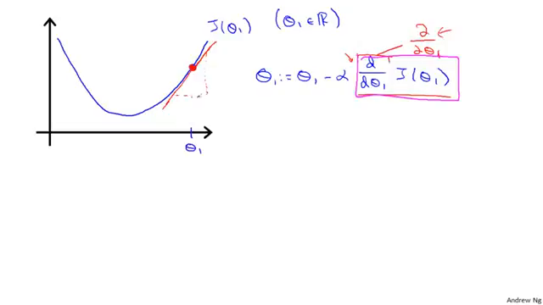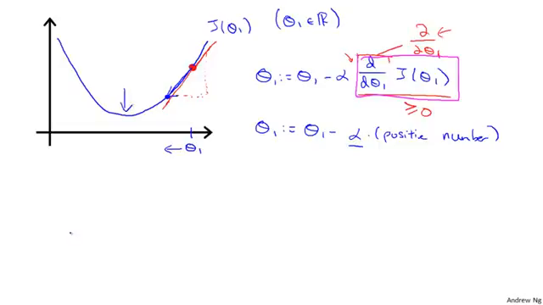Now, this line has a positive slope, so it has a positive derivative, and so my update to theta 1 is going to be theta 1 minus alpha times some positive number. Alpha, the learning rate, is always a positive number. And so theta 1 gets updated as theta 1 minus something. So I'm going to end up moving theta 1 to the left. I'm going to decrease theta 1. And you can see this is the right thing to do because I actually want to head in this direction to get me closer to the minimum over there. So gradient descent so far seems to be doing the right thing.